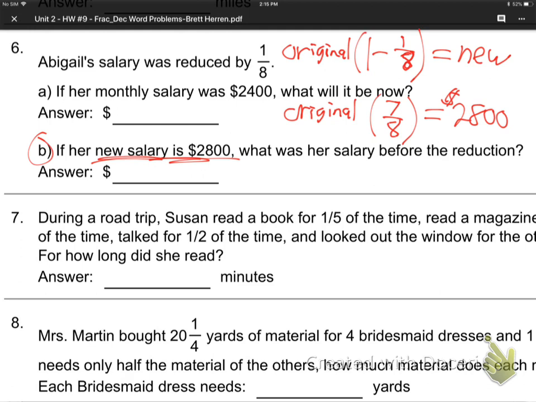Is that making sense? So what do I do now to solve? This is like a big X. This original, huh? It's like my X. How do you solve for that X? What do you do to get that thing alone? Yeah, to get X by itself, what am I going to do?